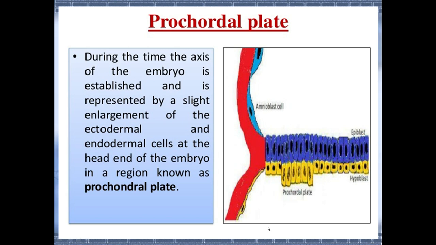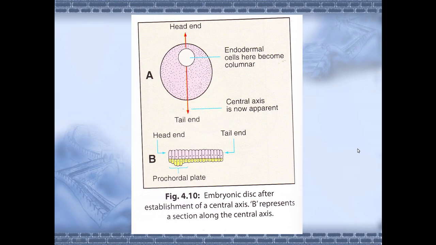See this diagram now. What can we see in this diagram? The epiblast and the hypoblast, the columnar cells and the cubical cells. But certain cubical cells become columnar, and they form the procaudal plate. And this procaudal plate determines what? The head end of the embryo. So once the head end is established, the other end would be the tail end. That is the importance of the procaudal plate.